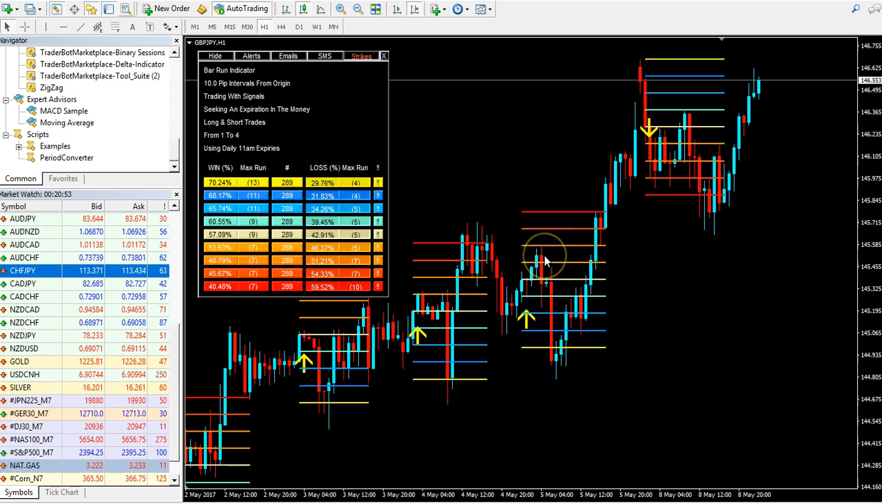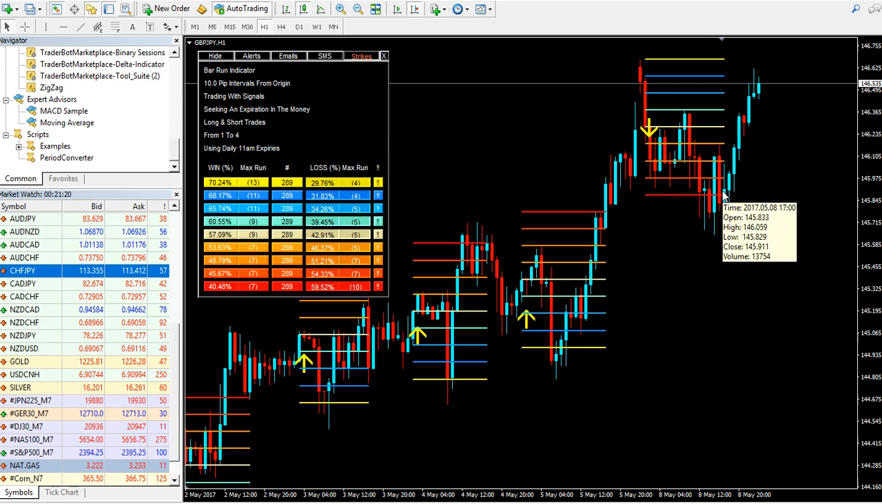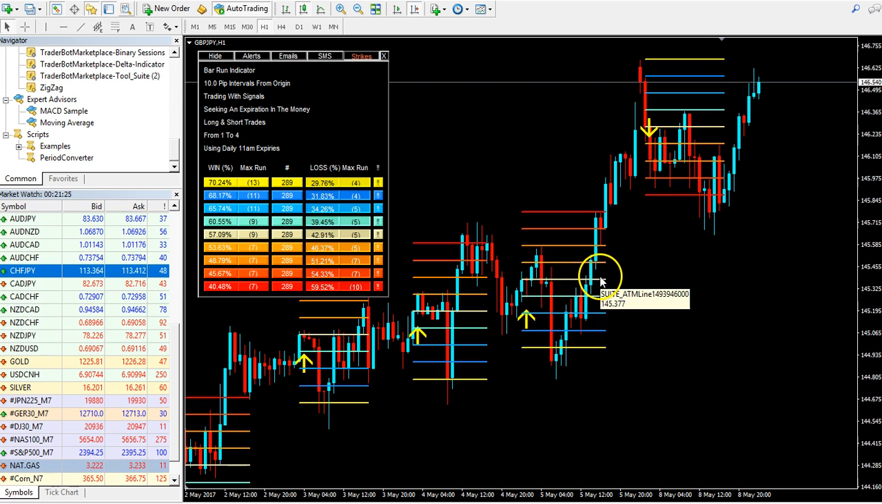I currently have this set up for an 11 a.m. Eastern expiry, and we're looking at the British pound Japanese yen. We know that this signal alone has a 57% probability of expiring above the at the money line, or this little middle tan line here. So let's go and look at it. On this down arrow right here, did price expire below this middle line? Well, it did. On this signal here, did price expire above this line by expiry?